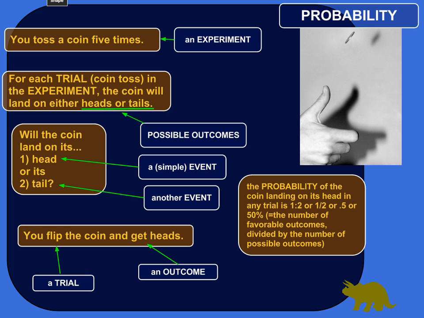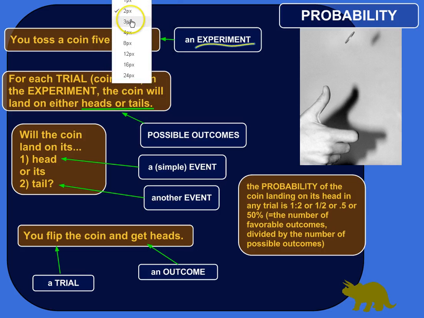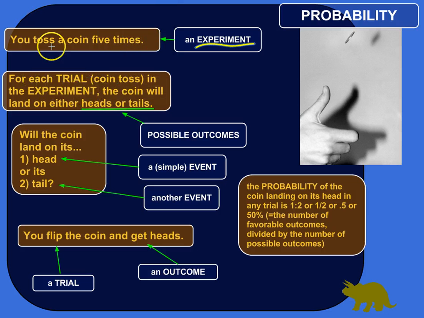So let's go over some basic concepts here in probability. Suppose you toss a coin 5 times in a row. That's what we'd call an experiment. An experiment is made up of repeated trials. For each trial, in this case tossing the coin 1 time, so there'd be 5 trials in this experiment. For each trial or coin toss in the experiment, the coin will land on either heads or tails, and heads or tails are the possible outcomes.